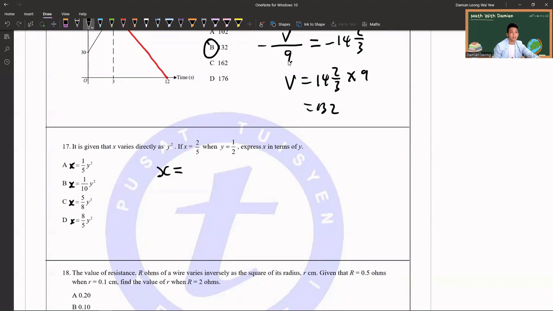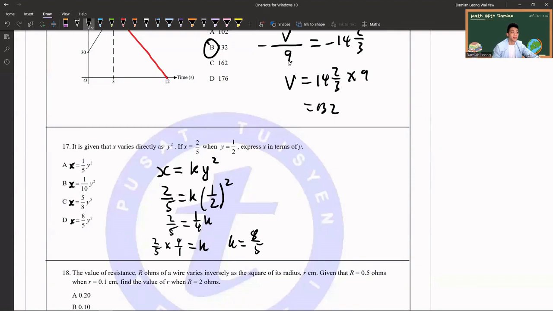So x varies directly as y squared means x equals k times y squared. So I have to find the value of k. Just substitute in the values of the variables of the y and the x. So 2/5 equals k times 1/2 squared, which is 1/4. Then I just bring over the 1/4. 2/5 times 4/1 equals k. Opposite of fraction, flip the fraction around. In other words, k is 8/5. So put it back, I get x equals 8/5 y squared, which answer would be D.